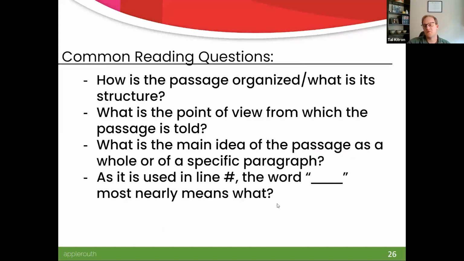Here are a few examples of reading questions you can expect to see on all 4 passage types. Some of the hardest ones, I think: how is the passage organized? Point of view or narrator is usually easier. Main idea of a passage or of a paragraph. And then vocab in context also comes up on this section.